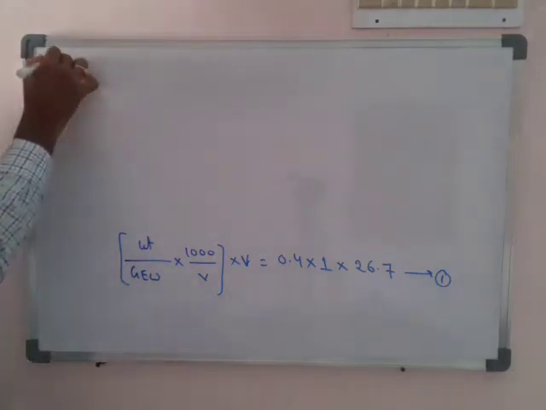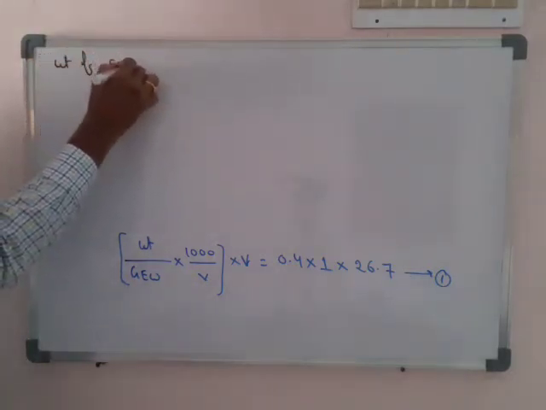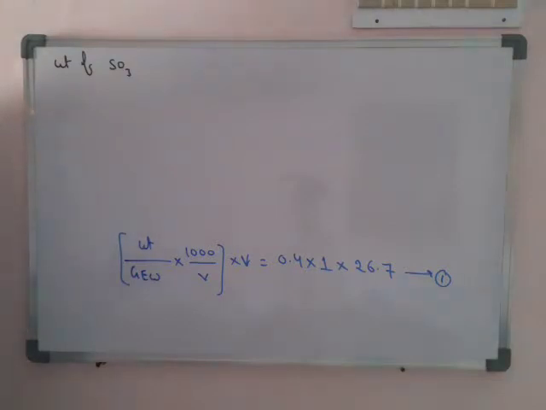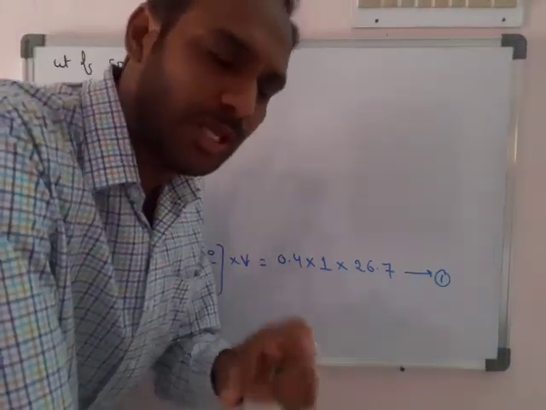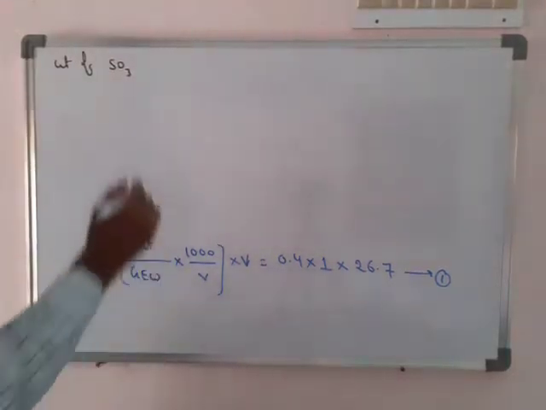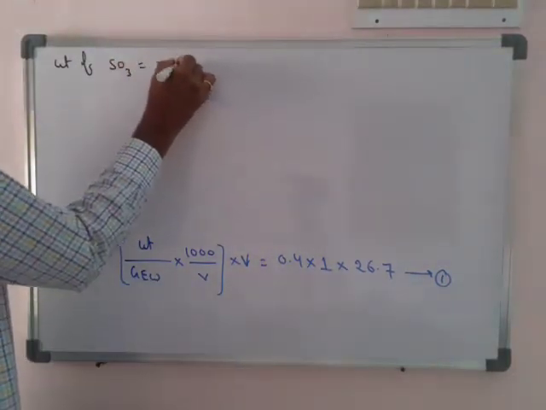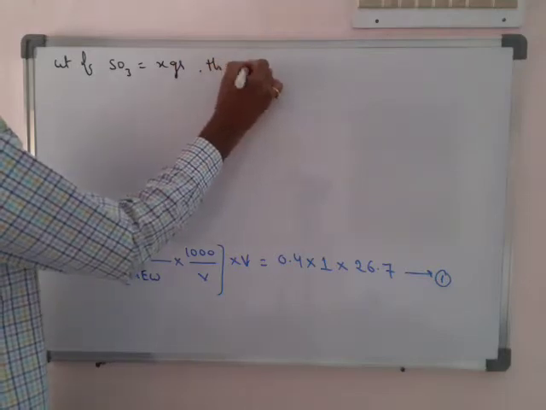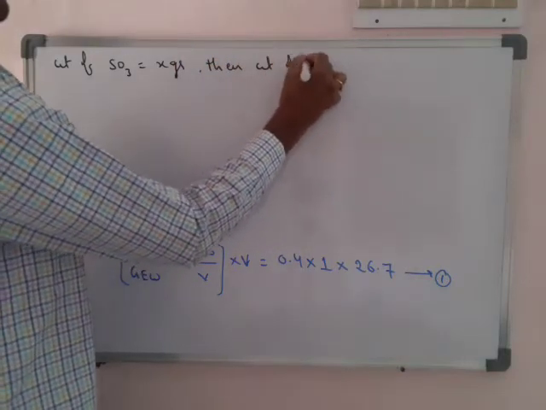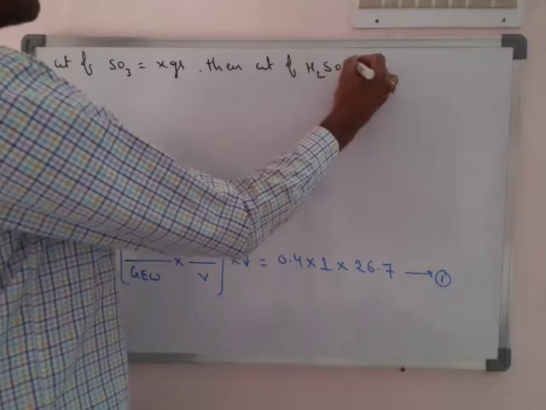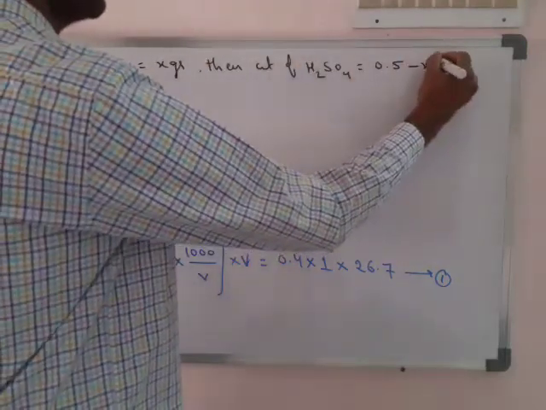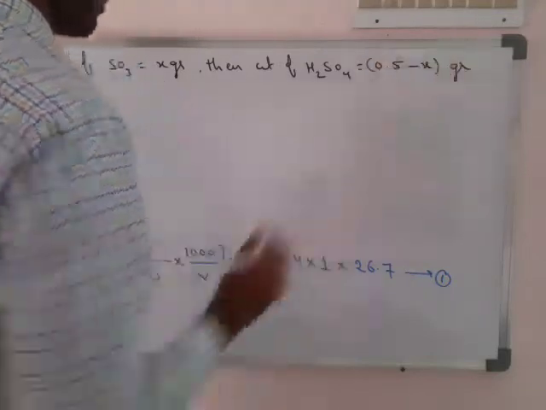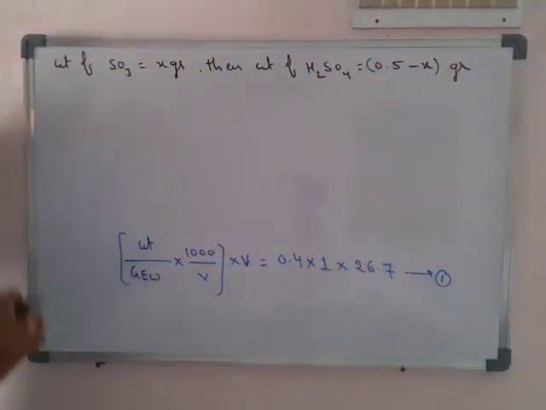So actually, the weight of SO3: we know the total weight is given as 0.5. That has H2SO4 and SO3. SO3 weight we are taking as x gram. So the weight of SO3 is x gram. Then what about the weight of H2SO4? Total weight is 0.5, so SO3 weight x means automatically it is 0.5 minus x grams. Now we got the weights.